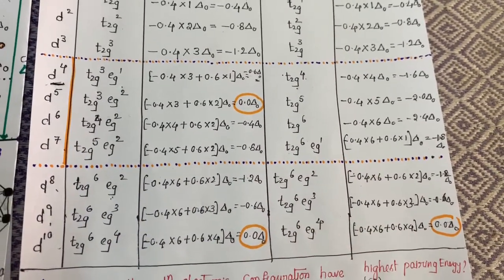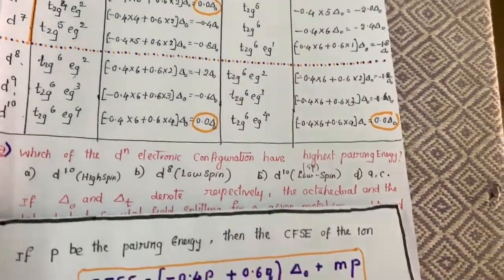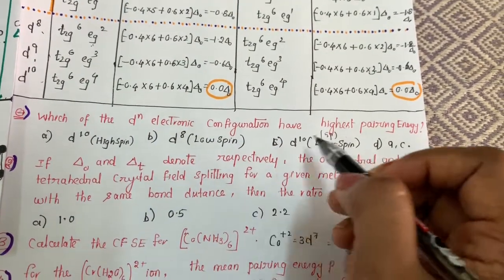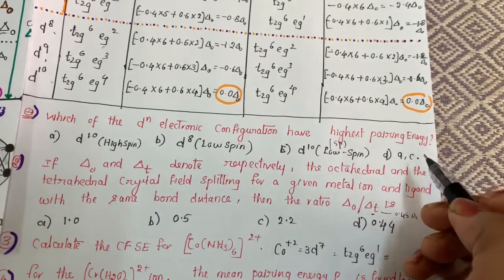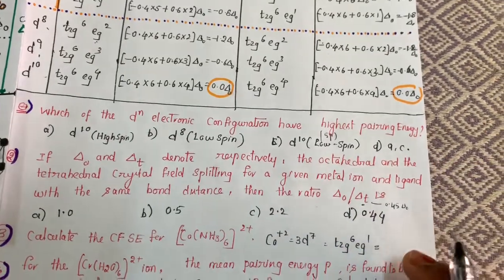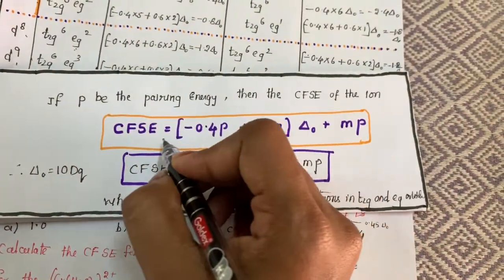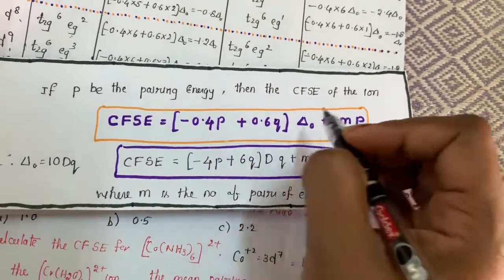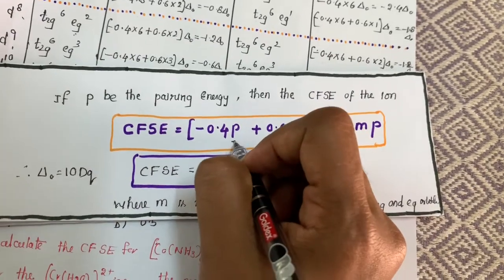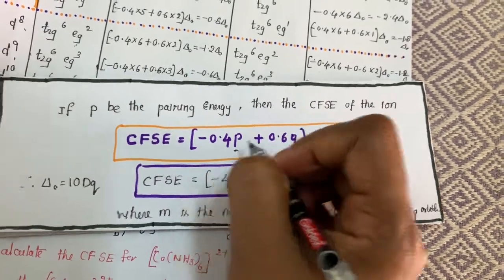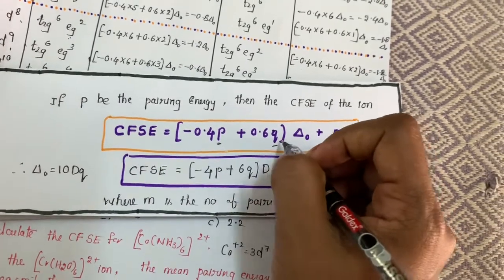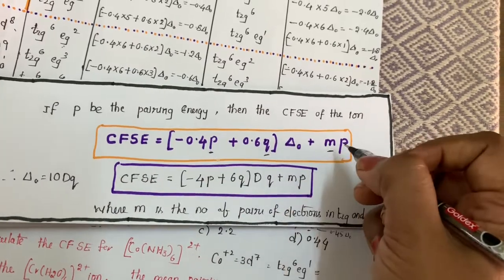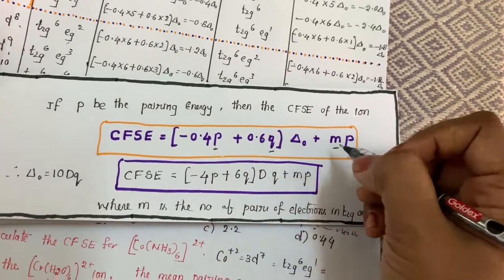So let us look at the questions, what kind of questions come from this concept. First question: which of the dn electronic configurations has the highest pairing energy? The CFSE, crystal field stabilization energy, can be calculated as the total contribution of delta O plus mP. So what does P mean here? p means the electrons present in the t2g level, q means the electrons present in the eg level, whereas in mP, what does m mean? The total number of pairs of electrons present in both t2g and eg levels.